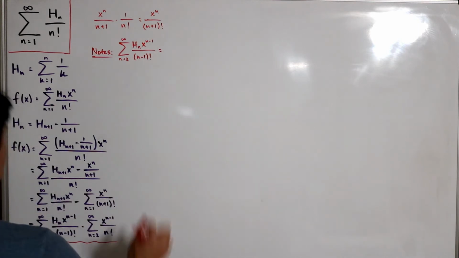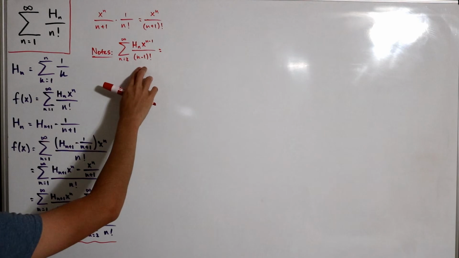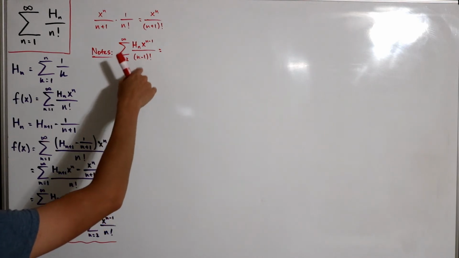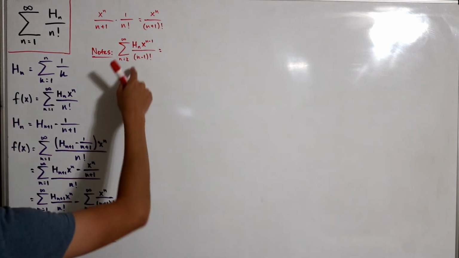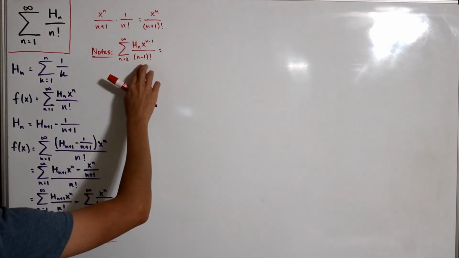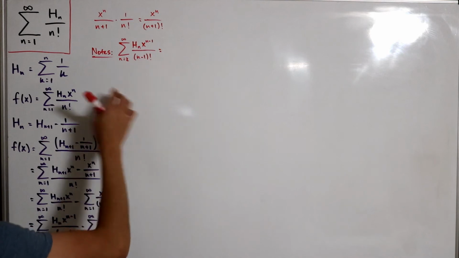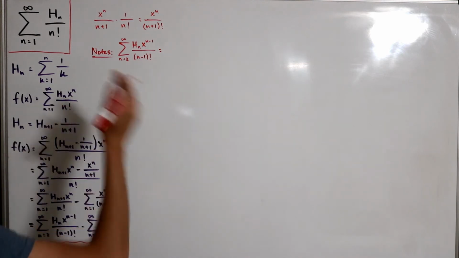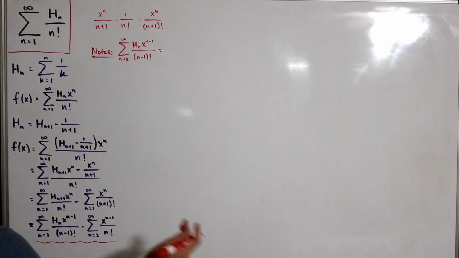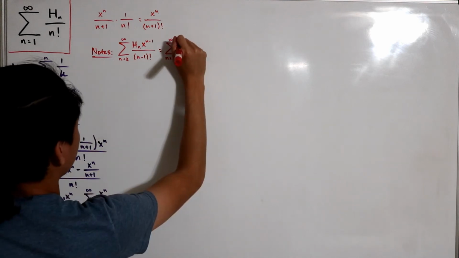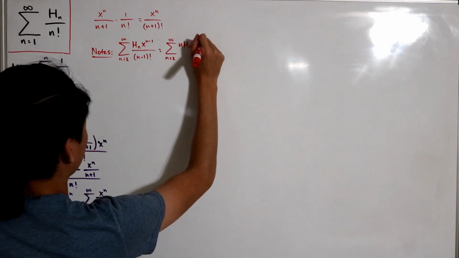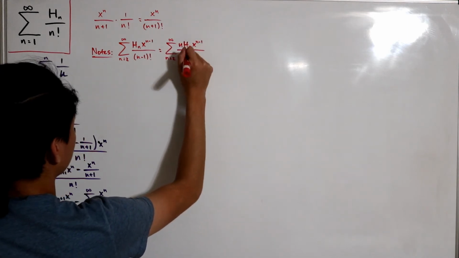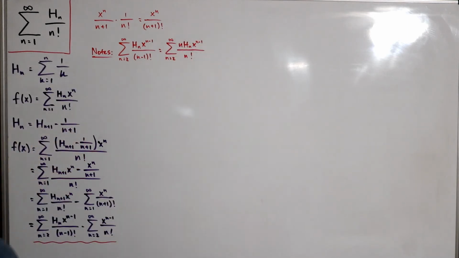We can actually rewrite this. Really, what I can do is multiply and divide by n. What that will do is readjust this factorial over here, so now we'll be starting with n factorial instead of n minus 1. As you can see, we actually adjust by 1. Then we have n times h sub n, then x to the power n minus 1, then n factorial, right?